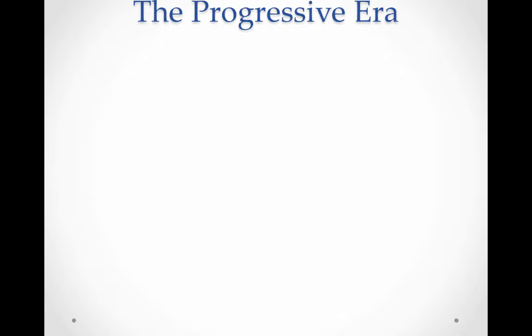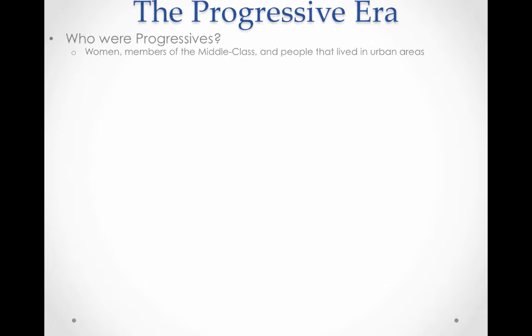All right, on to the Progressive Era. So after the populists, we have the progressives. It's important to know the populists and progressives are two different groups. Populists tend to be seen as farmers. Progressives tend to be more urban city dwellers. So who were progressives?